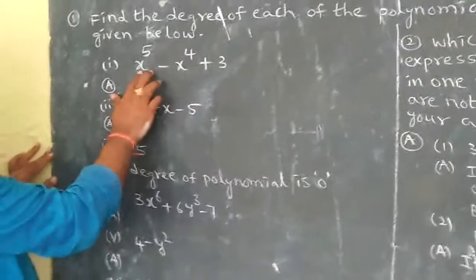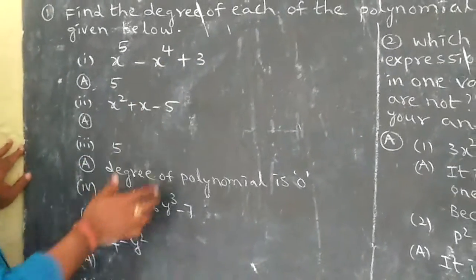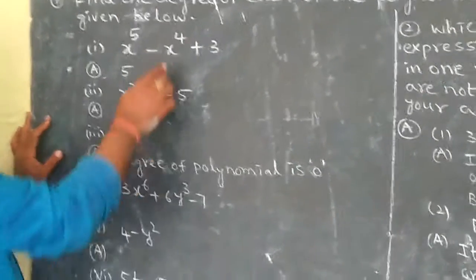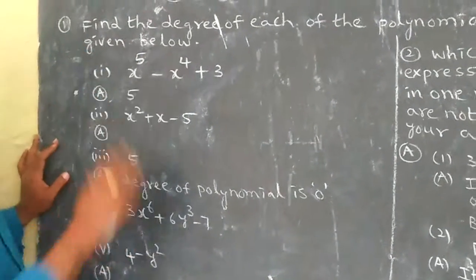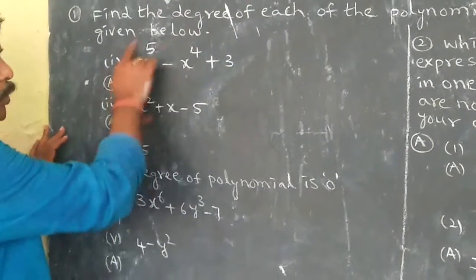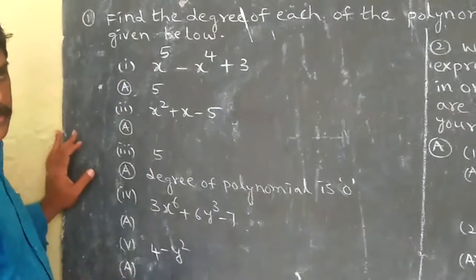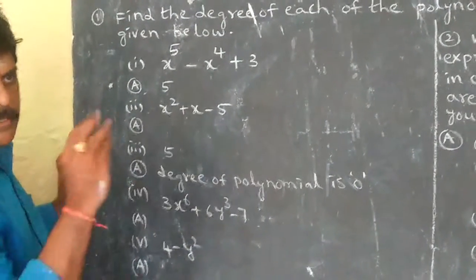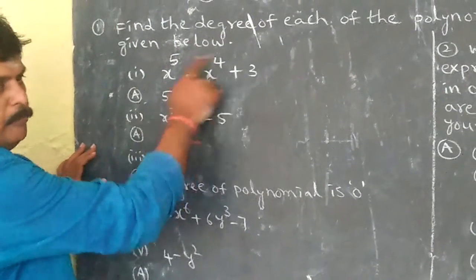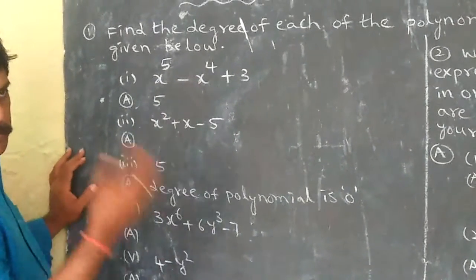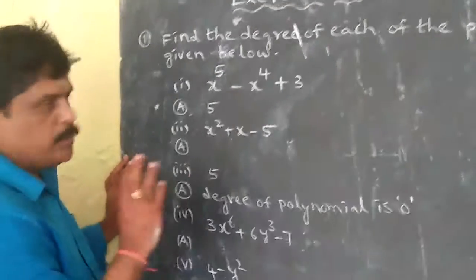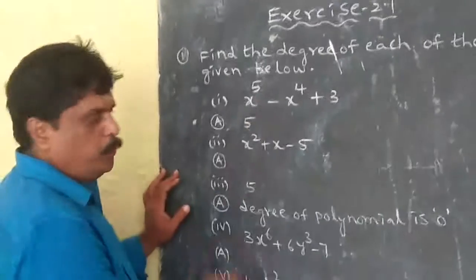Here the given polynomial is x power 5 minus x power 4 plus 3. Here the degree of x is 5, which is more. So the degree of the polynomial is 5. You have to check which power of the variable is highest. Here x power 5 and x power 4 are there. The power of x power 5 is more, so 5 is the degree of the polynomial.